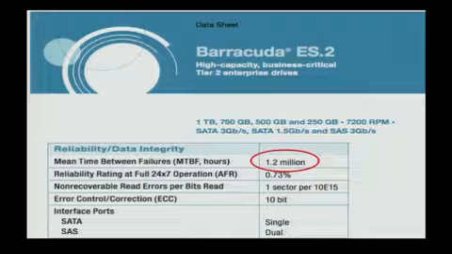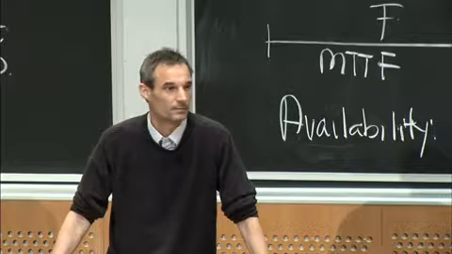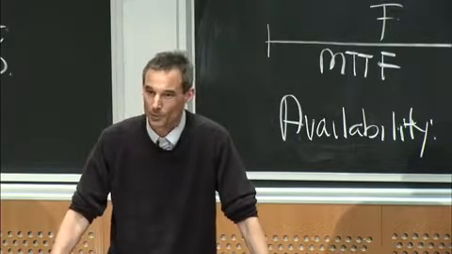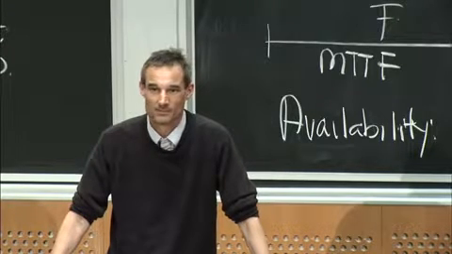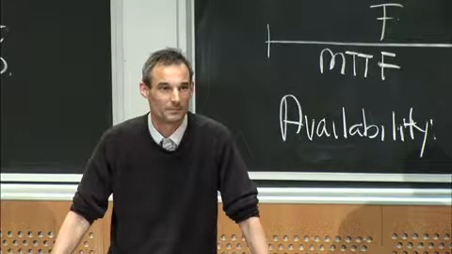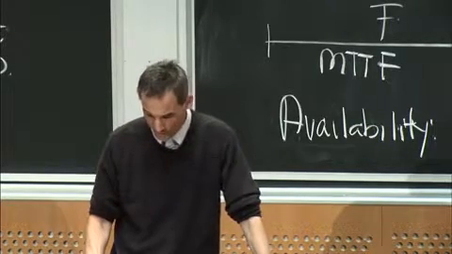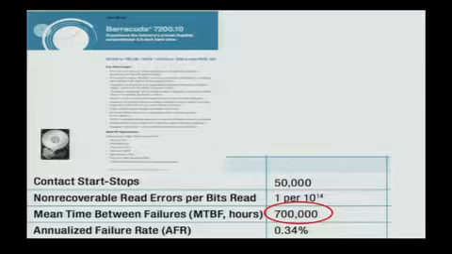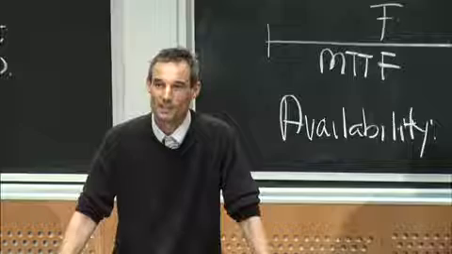So how much is 1.2 million hours? Divide by 24, divide by 365. How many years? I did it for the 700,000 one. Sorry? 136 years. Thank you. So that's impressive, correct? 136 years. But how did they measure that?